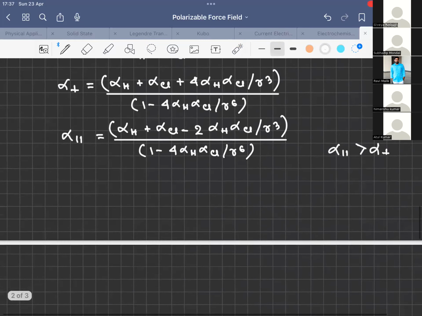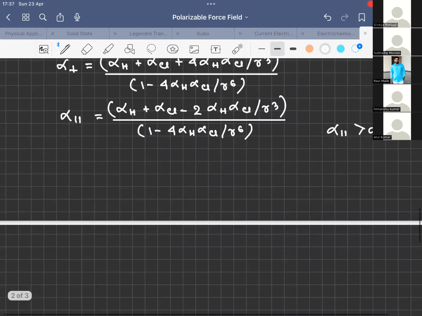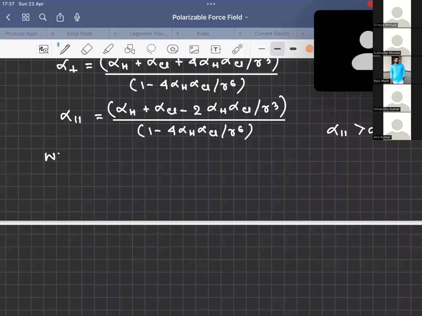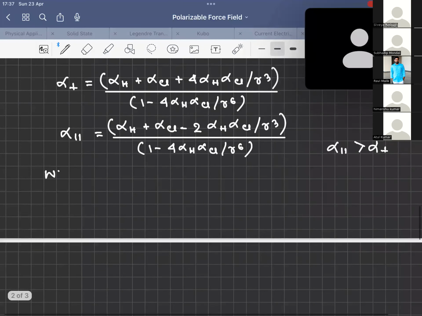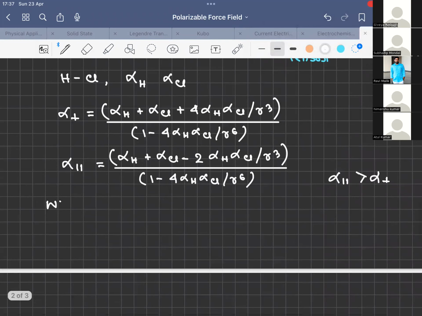And one more thing: how do you define this alpha perpendicular and alpha parallel? I just missed that, if I'm not wrong. So this alpha H and alpha Cl are your isotropic atomic polarizabilities. They define the isotropic atomic polarizability of each atom. So without taking this additive form for the molecular polarizability, there's a form they have used for the perpendicular polarizability and parallel polarizability towards the bond axis. So this is the form. The derivation I don't know.